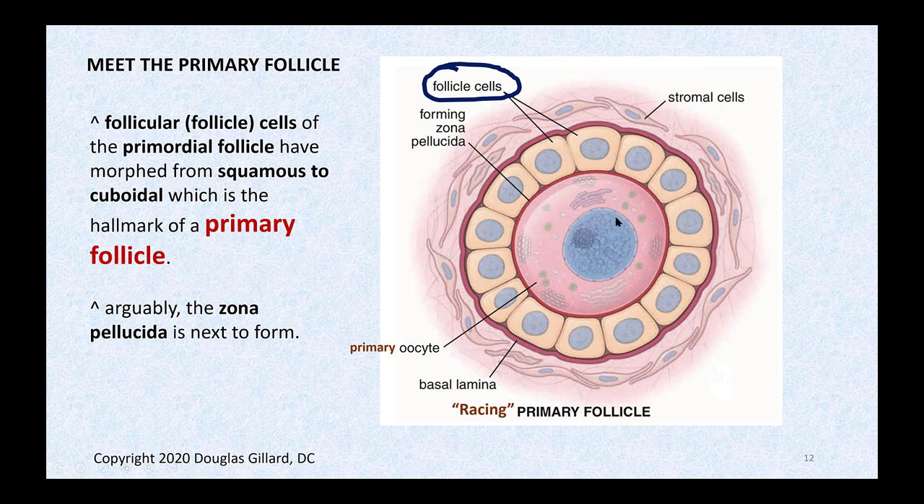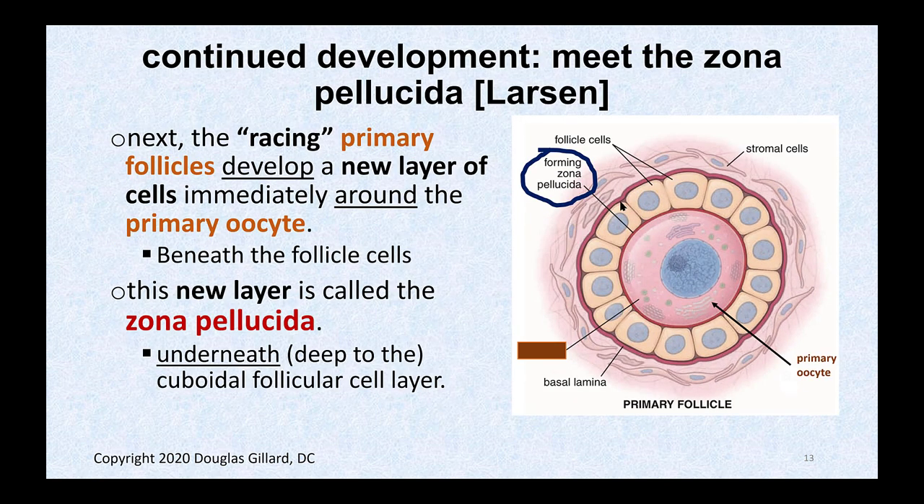That's our racehorse right there. That guy is growing. I should say that gorilla is growing, or that thing is growing, whatever. Primary follicle is growing. All right. Continued development. Meet the zona pellucida.